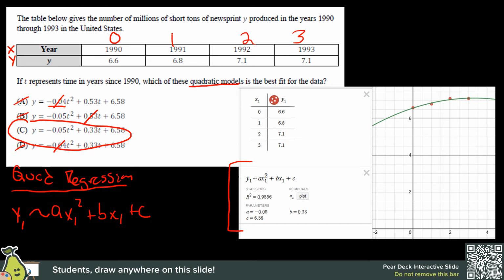Had this been a linear question, and this is just extra information that's good to know, linear regression would be y1 tilde a x1 plus b. And this could also be a scenario, but it just depends if the question is asking us for linear or quadratic. This one does take some skills.